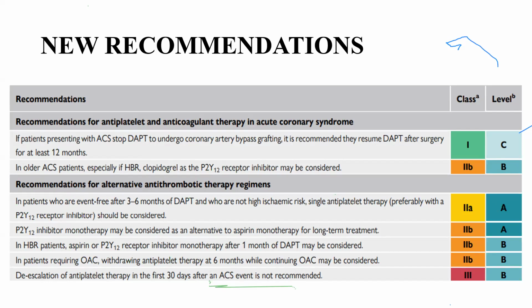So essentially the same principle. If the bleeding risk is high, then after a month, you may consider stopping the dual antiplatelets to do a single or monotherapy after a month. That's 2B. In patients requiring oral anticoagulants, withdrawing antiplatelet therapy at 6 months, whilst continuing oral anticoagulation alone, may be considered. And this one essentially is still based on bleeding risk, balancing it with your ischemic risk.